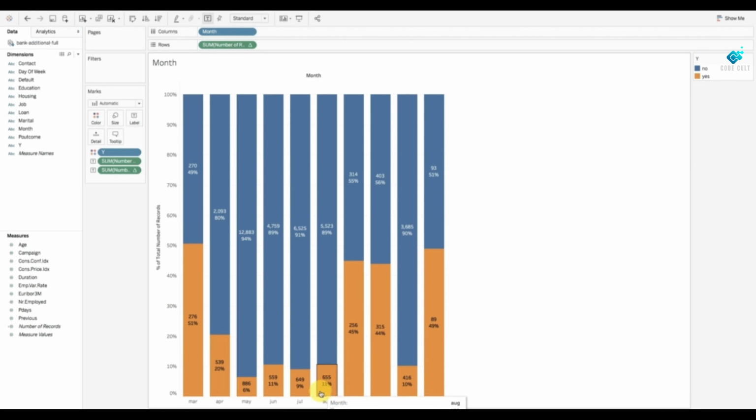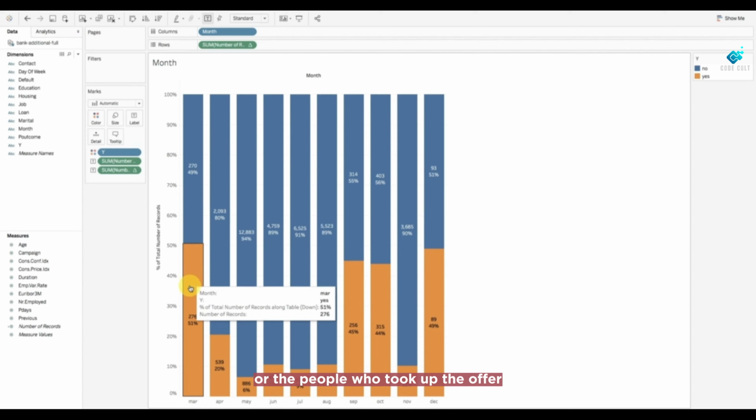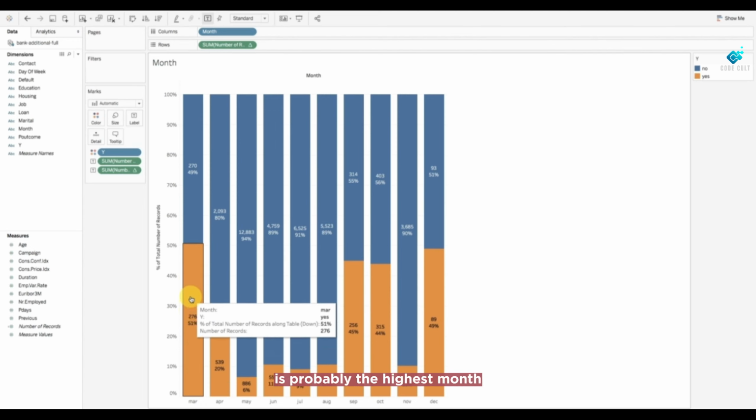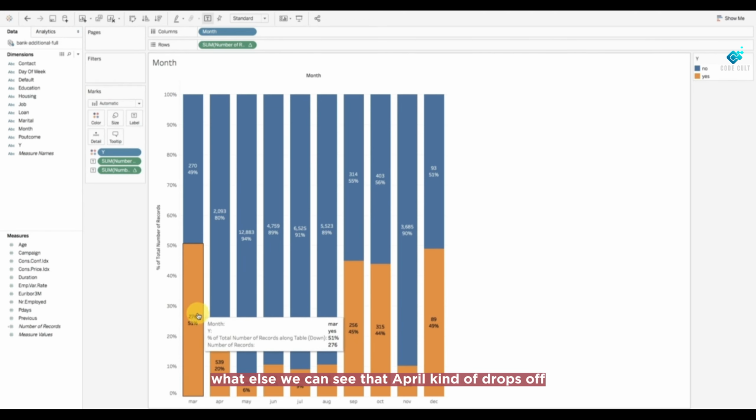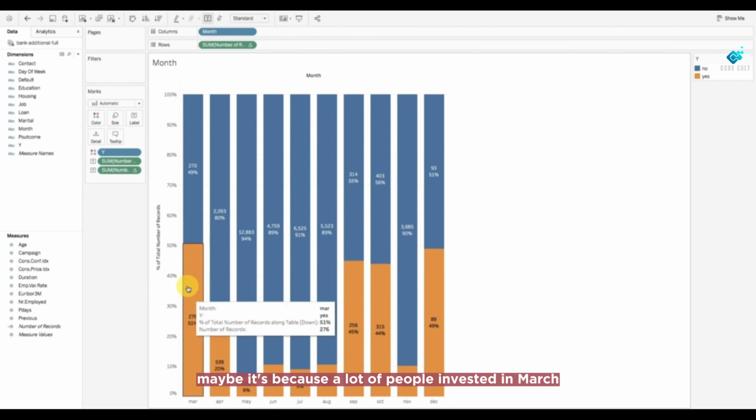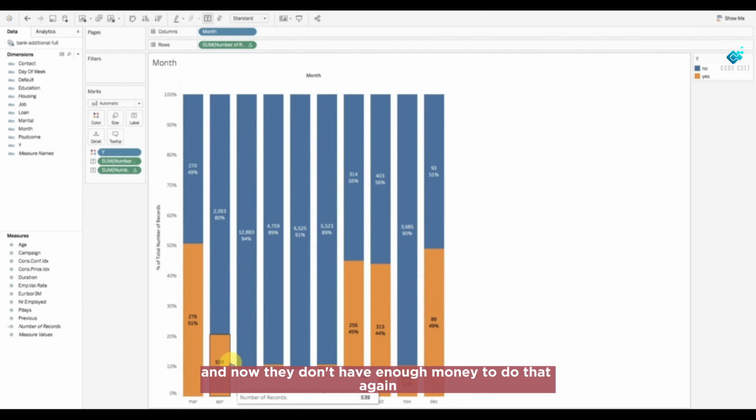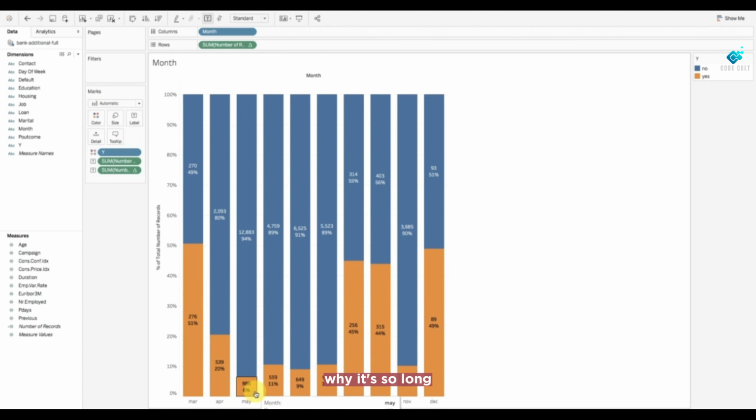Well, we can see that the term deposits in March are quite high, or the people who took up the offer is probably the highest month. Maybe the reason here is that people actually got paid, and now they have some money they've saved up, they haven't been buying presents and so on, and they're willing to invest it to make some interest. What else? We can see that April kind of drops off. Maybe it's because a lot of people invested in March and now they don't have enough money to do that again. May, I'm not really sure why it's so low.